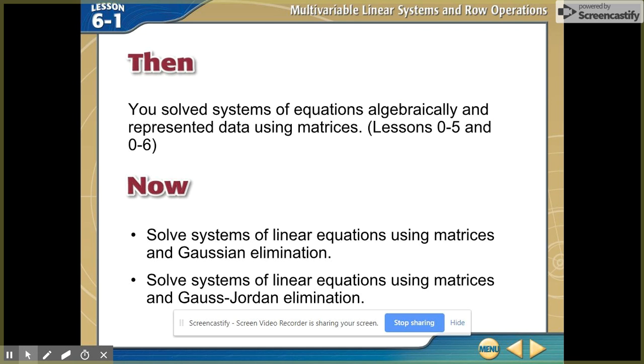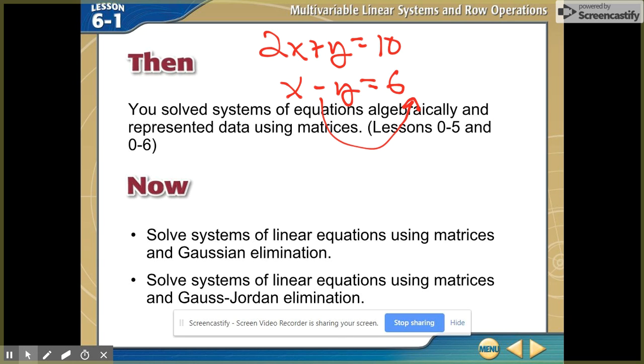Another way to do it would be to just add to solve for a value. So if we had 2x plus y equals 10 and x minus y equals 6, I could add y to the other side and get x equals 6 plus y, and then you can take that and substitute it into the first one. And we get our system of equations. So that's kind of where we've been.